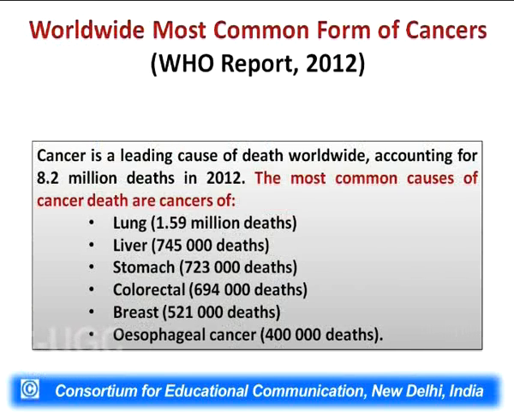Throughout the world, there are various forms of cancer, and the most common cancers causing deaths are lung cancer, which accounts for about 1.59 million deaths; liver cancer, about 745,000 deaths; stomach cancer, about 700,000 deaths; colorectal cancer, about 600,000 deaths; breast cancer, which occurs in women, about 521,000 deaths; and esophageal cancer, about 400,000 deaths.